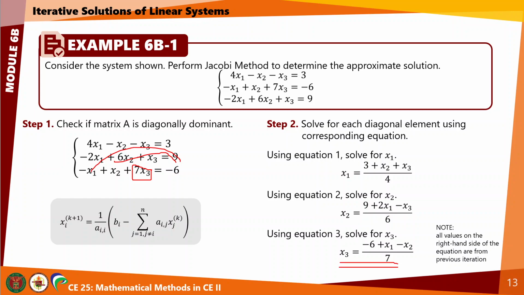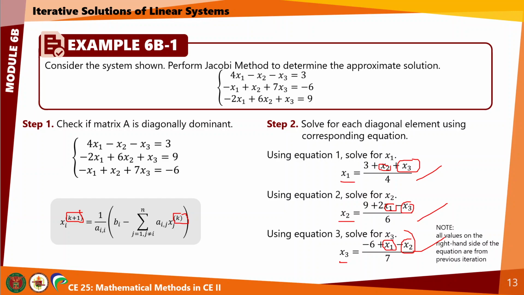Diba? So ito na yung magiging main equations natin to solve for the succeeding guesses for the x sub 1, x sub 2, and x sub 3. Okay, and itong mga to, they will all come from the previous iterations. Okay, kaya k ito. Diba? Ito yung k plus 1. Okay. Previous iterations yung nasa right hand side.